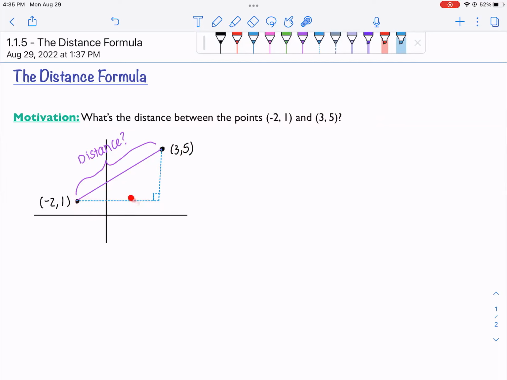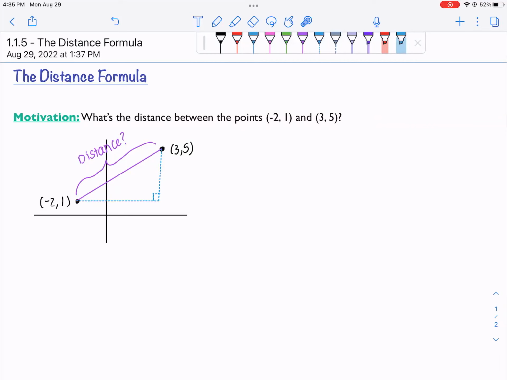And if we have the length of 2 legs of a right triangle, we can use the Pythagorean theorem to find the length of the hypotenuse. As long as you have 2 sides of a right triangle, you can always find the length of the third.